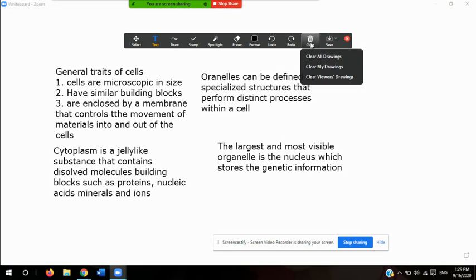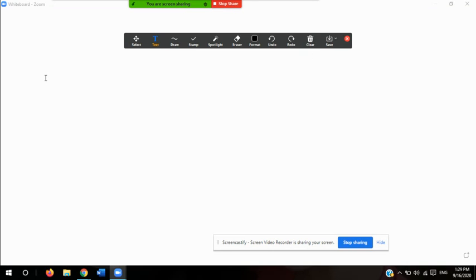Now, there are different types of cells. We're going to talk about them generally. We're not really going to go in depth into them, but there is the prokaryotic cell and the eukaryotic cell. So let's talk a little bit about the traits of the prokaryotic cell. Number one, the prokaryotic cells do not have a nucleus. And let's kind of compare and contrast them.